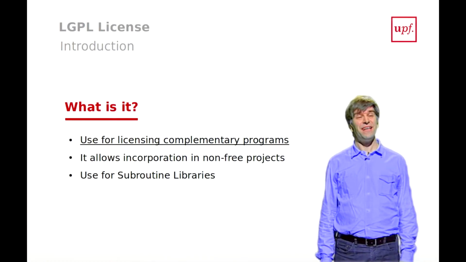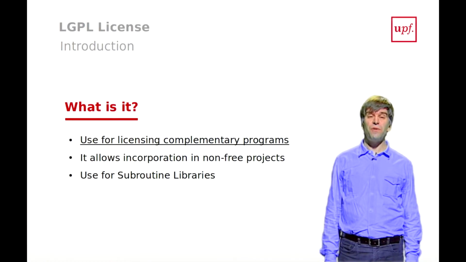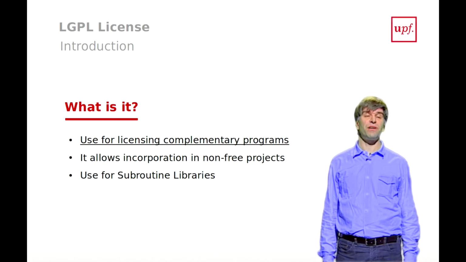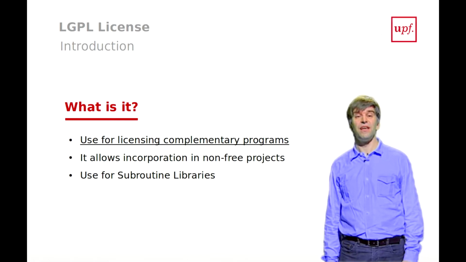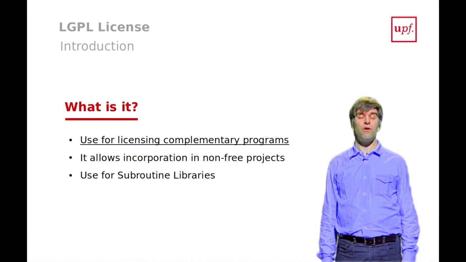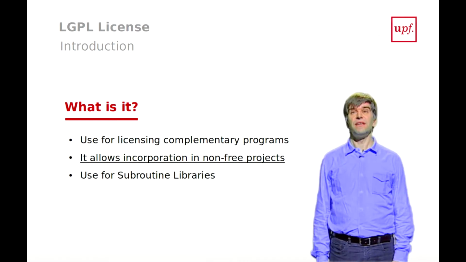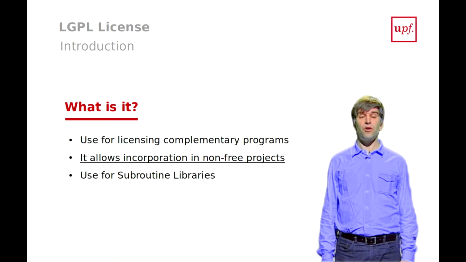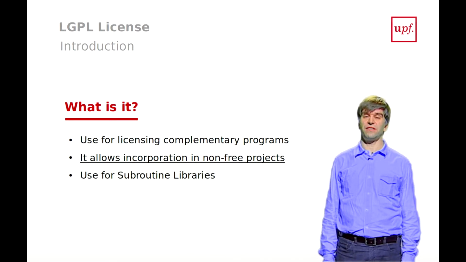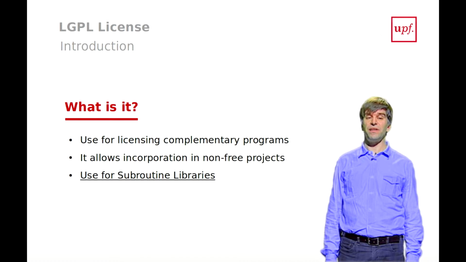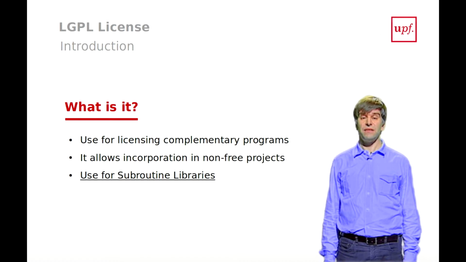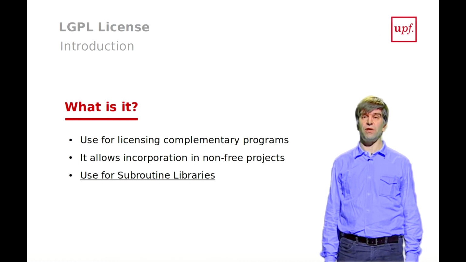What is it? This is a license created with the purpose of permitting a certain class of programs, normally complementary to others, to be linked and packaged with software under other types of licenses, even proprietary ones. Its use has benefits, like the incorporation in commercial non-free projects. This can be used, for example, in the case of subroutine libraries that complement some functions of a software.